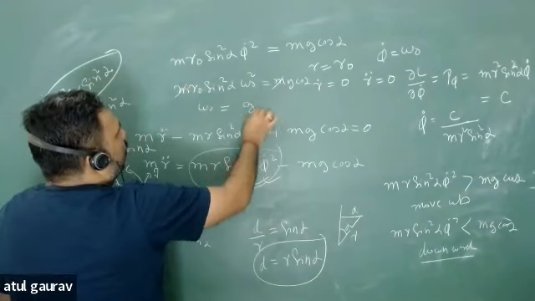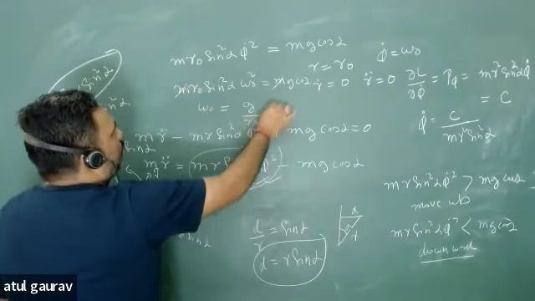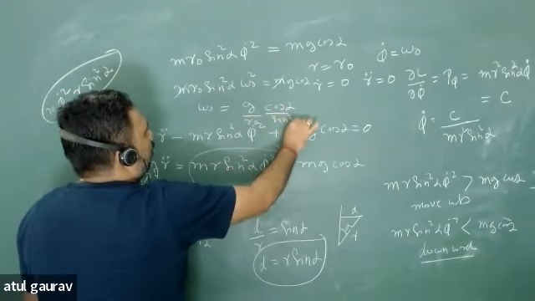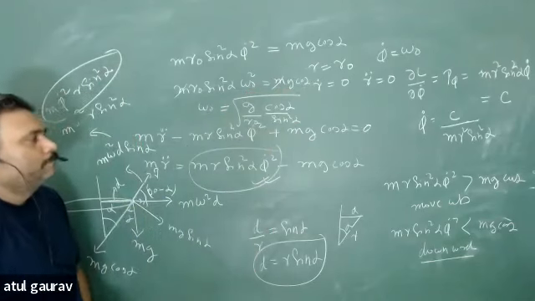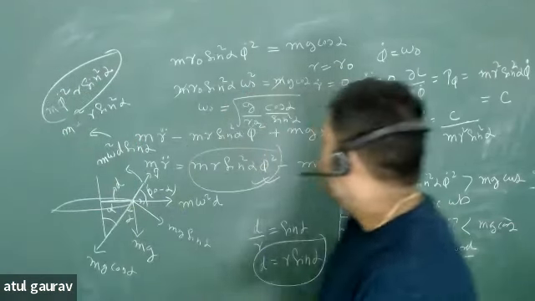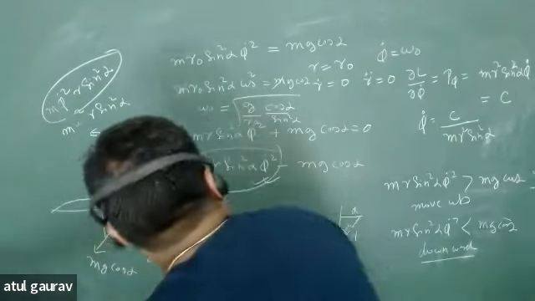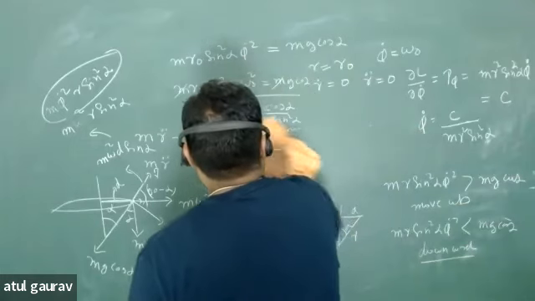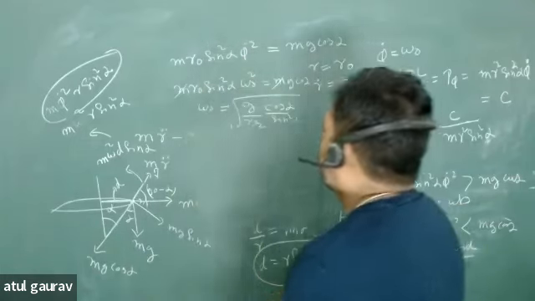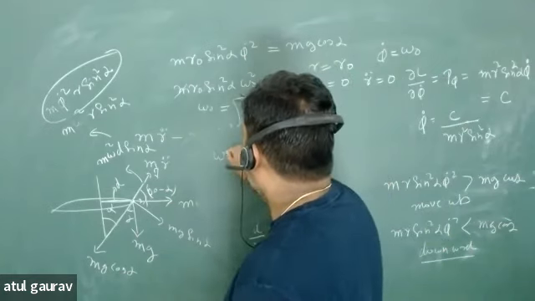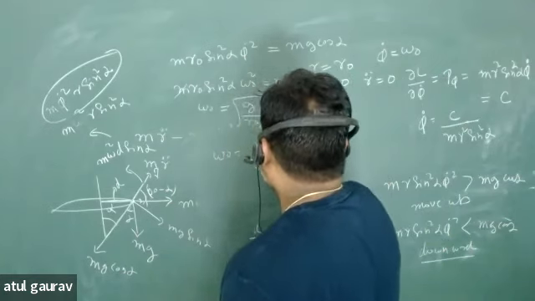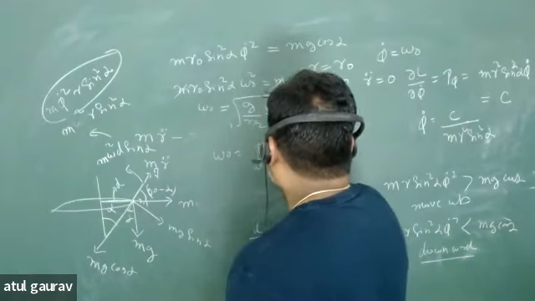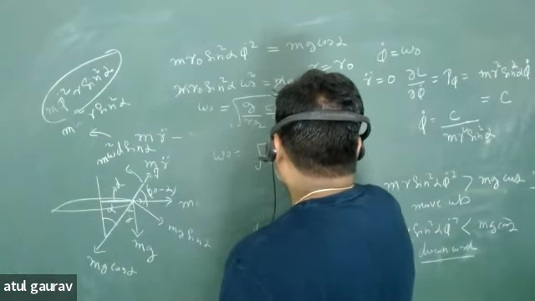G upon r naught, and here cos alpha upon sine square alpha, root under. What will this be? You can write it a little better. Actually, space is very much needed, right? So this value, omega naught, is equal to G, and what is this value? Cot alpha by R naught sine alpha.